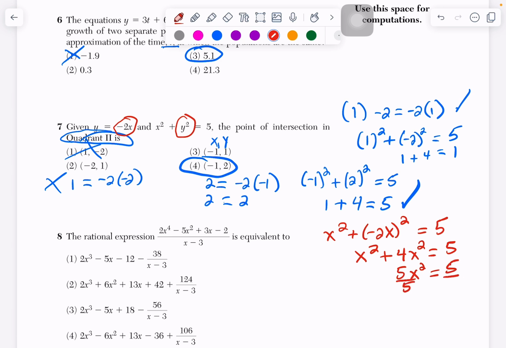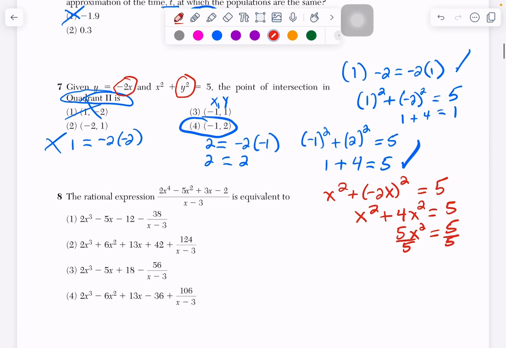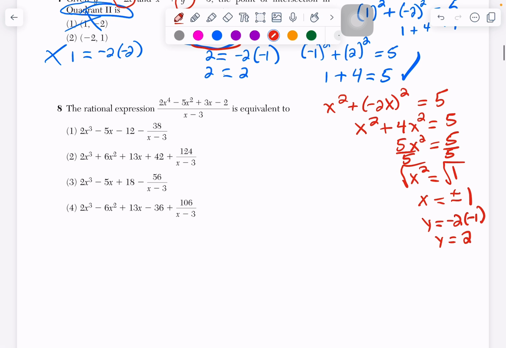Divide by 5, divide by 5. And you get x squared is equal to 1. Take the square root of both sides, you get x is equal to plus or minus 1. Right, now here again, you got to remember it's in the second quadrant, so that means positive 1 didn't work as we saw before. And then you would just take the negative 1, right? y is equal to negative 2 times negative 1, and you get y is equal to 2. Right, so you end up with the same answer, just algebraically. All right, so those are the two ways you would do this.